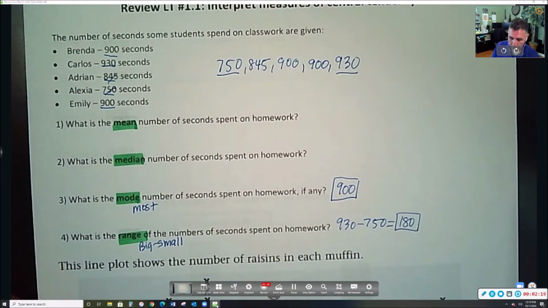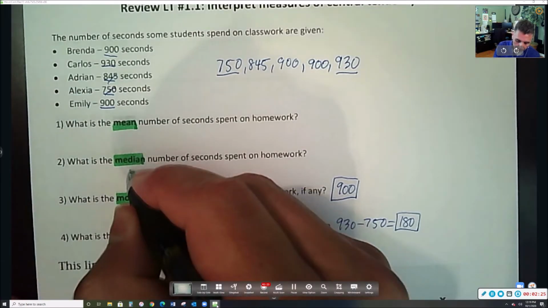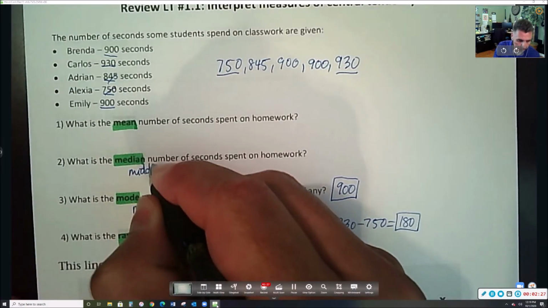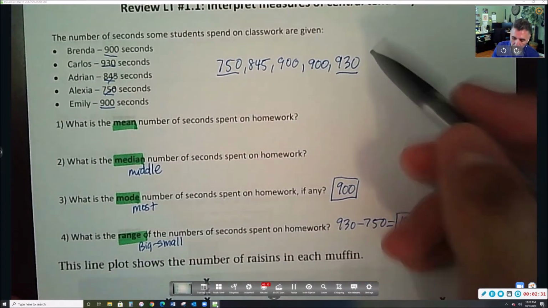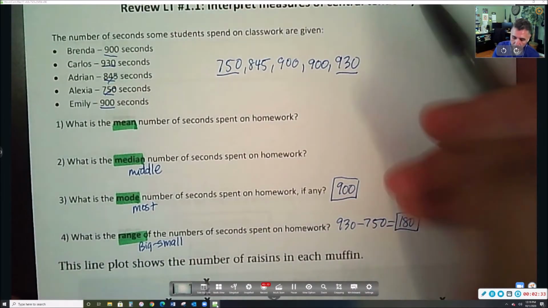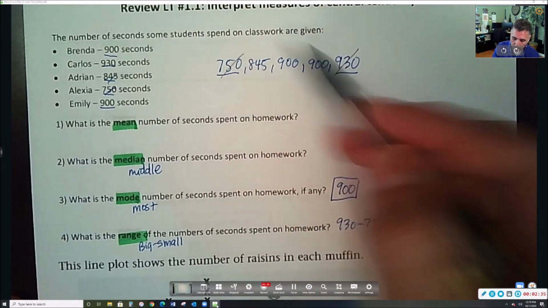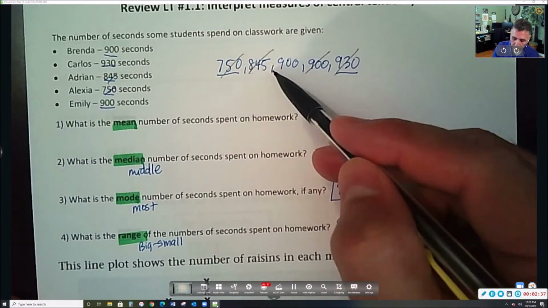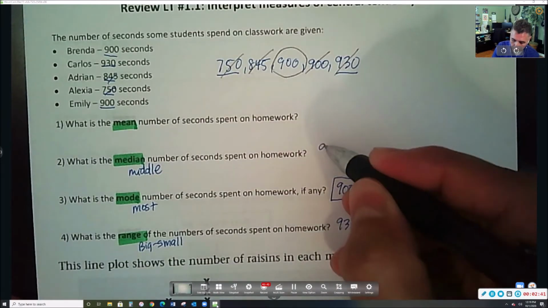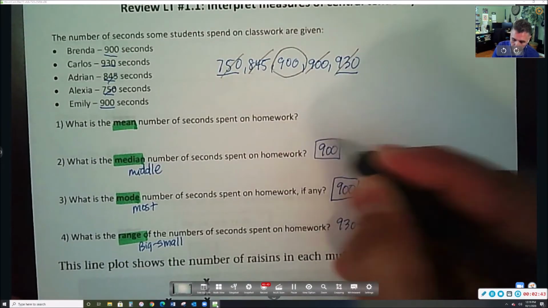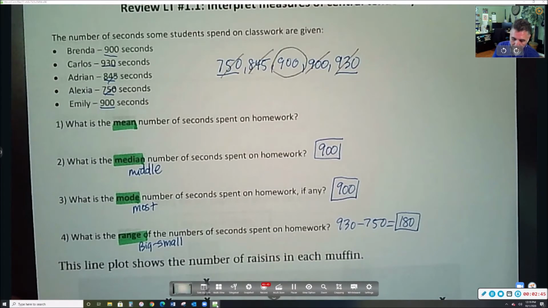And then again, the median is the middle number. Let me write that down here. The median is the middle number. Okay. And then go through and just cross them off from the ends, and then you end up with the middle number. That's the middle number. Okay.